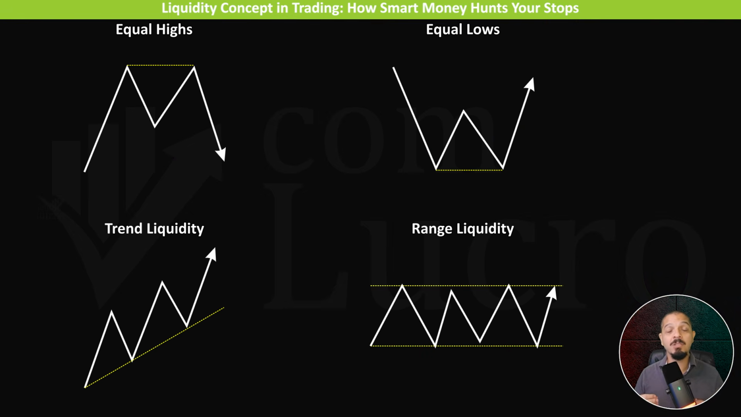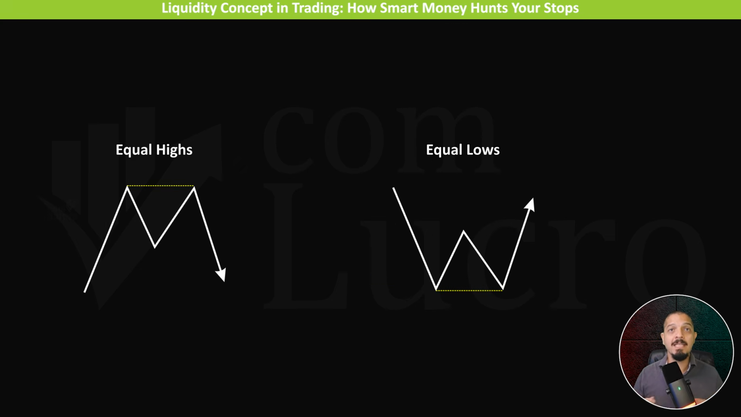Pay close attention here, because this is where most traders misunderstand liquidity. In reality, there are three simple ways to identify liquidity without overcomplicating your charts: equal highs and equal lows, trend liquidity, and range liquidity. But here's the reality. The easiest and most reliable liquidity to identify is equal highs and equal lows. If you are just beginning, this should be your main focus. This forms the foundation of smart liquidity trading.